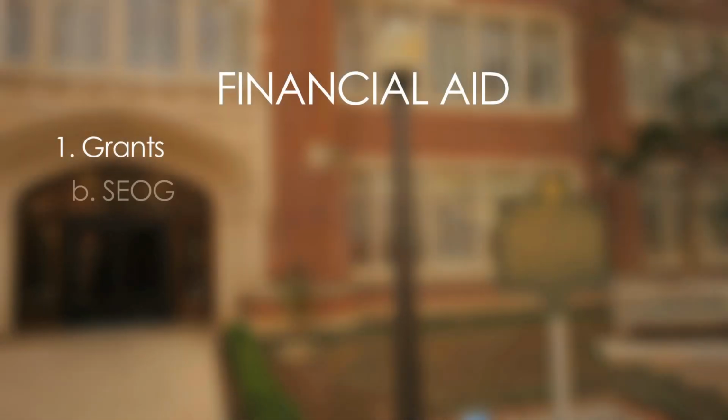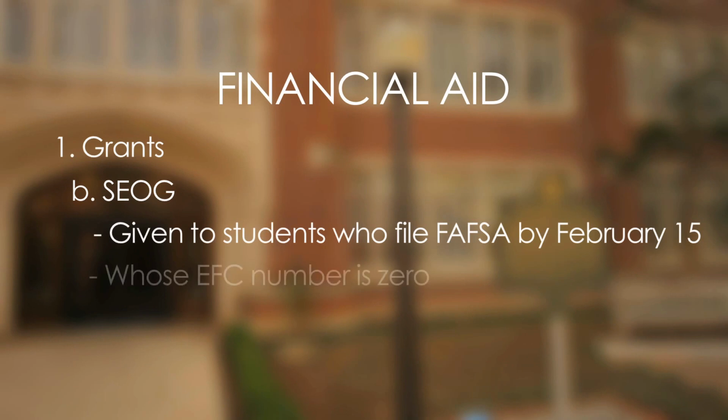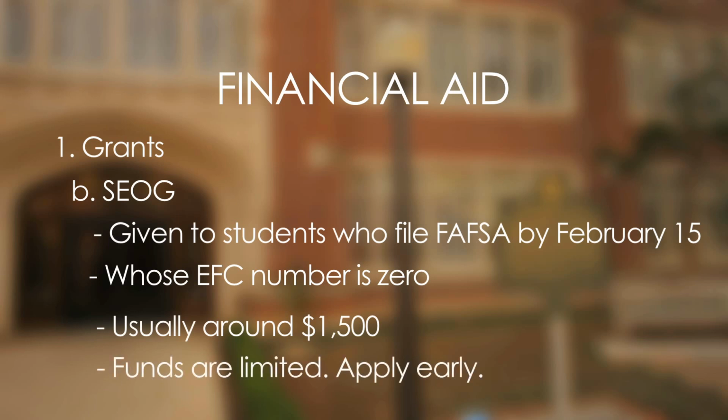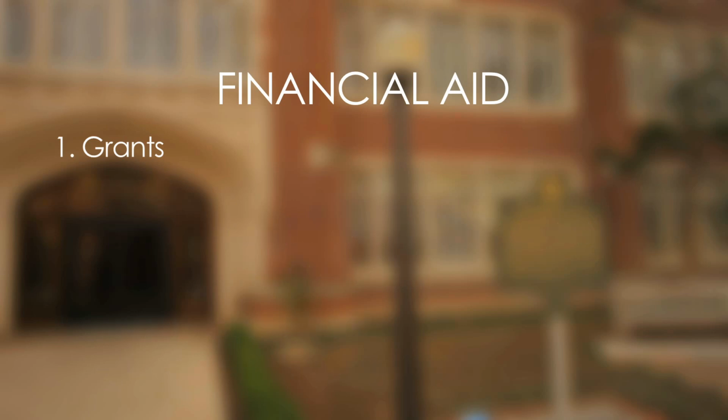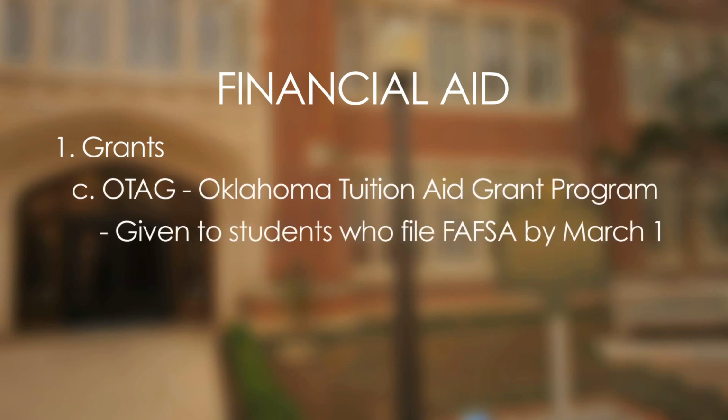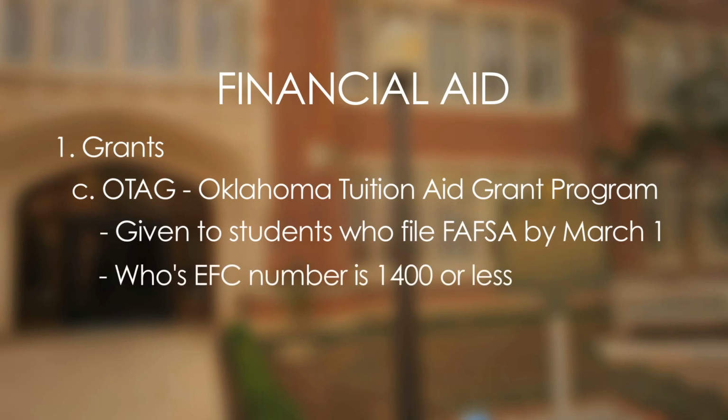SEOG is another federal grant that is given to students who fill out the FAFSA by February 15th, whose EFC number is 0. Awards are usually around $1,500 a year. Funds are limited, so you have to apply very early. OTAG is our final grant. Oklahoma residents attending colleges and universities that file a FAFSA by March 1st and have an EFC of $1,400 or less will receive OTAG funding. OTAG grants are $500 per semester.